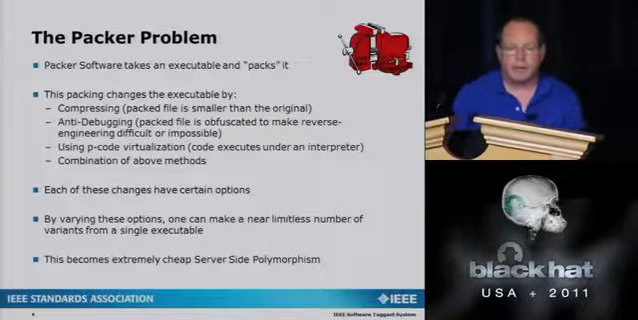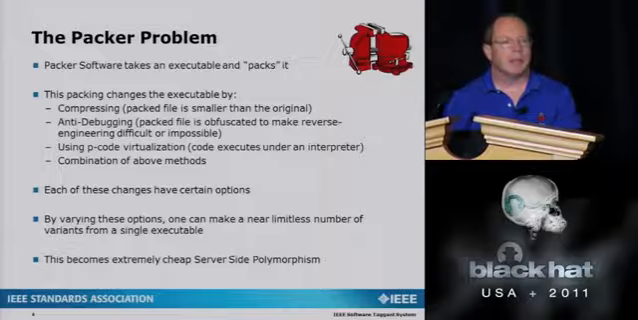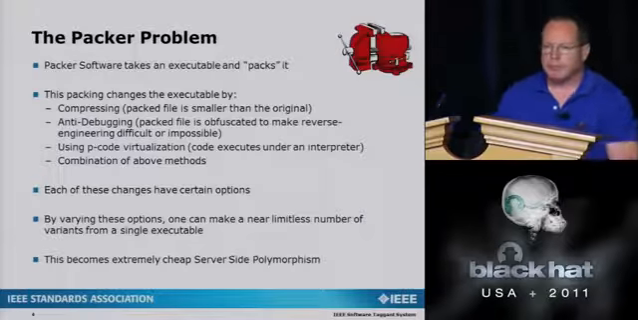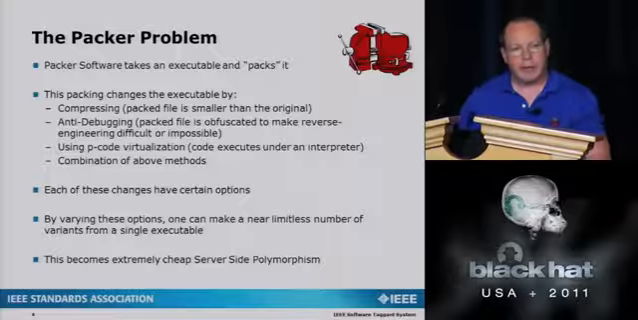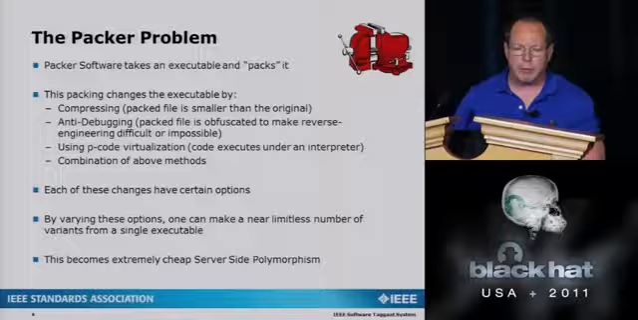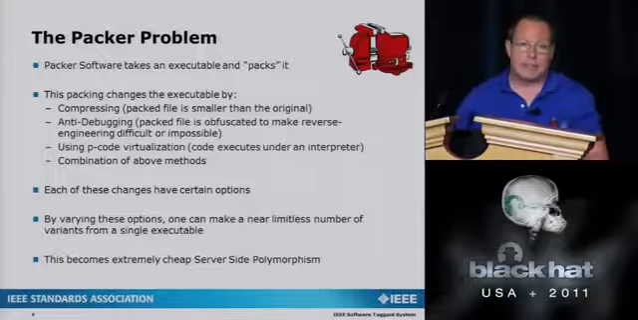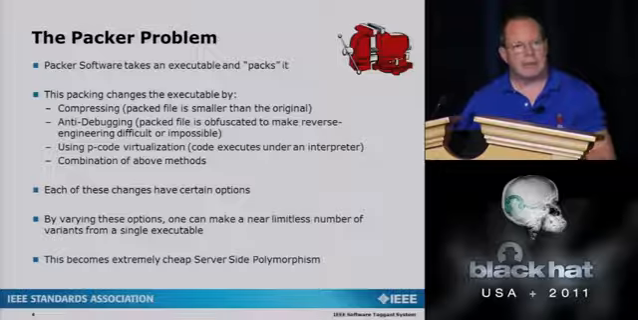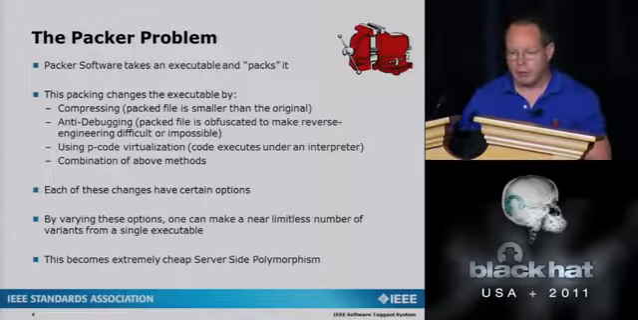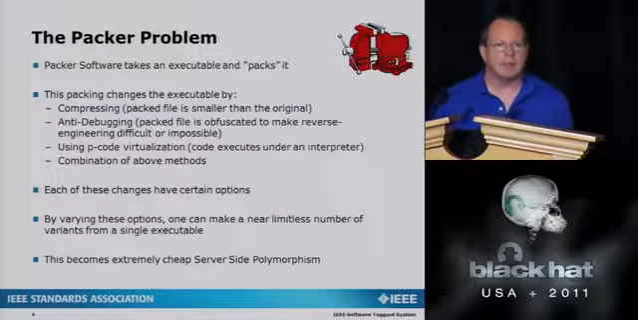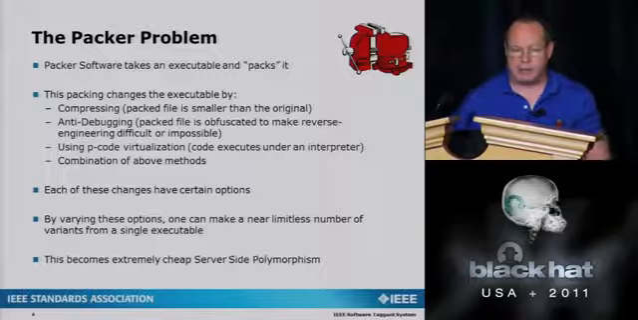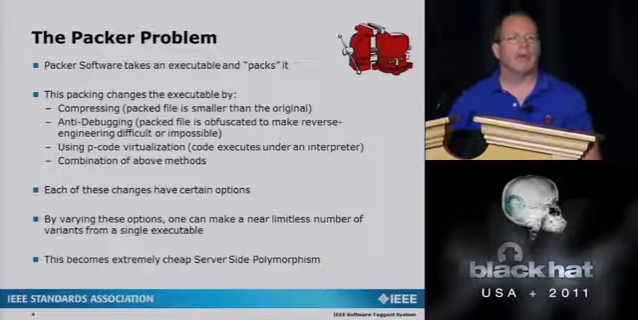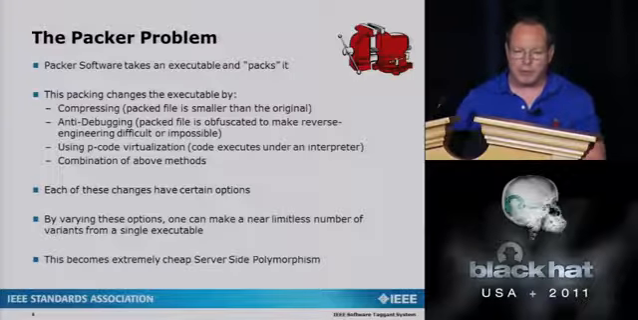So the problem we're trying to solve is that malicious software users utilize software packers. A software packer will take code and either compress it or obfuscate it. The packing changes the executable by either compression, anti-debugging techniques in it, trying to protect intellectual property. Sometimes they'll virtualize the code into P code and execute it using an interpreter, or they'll use any combination of the above methods. And each of the packers has a different number of options that you can supply to it on the command line when you're creating your packer. And by varying these options, you can take a single executable and make a near limitless number of variants that function identically but are different binaries. So this serves as a very cheap form of server-side polymorphism for malware authors.